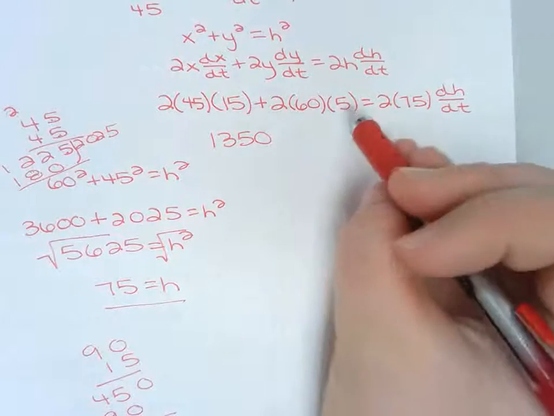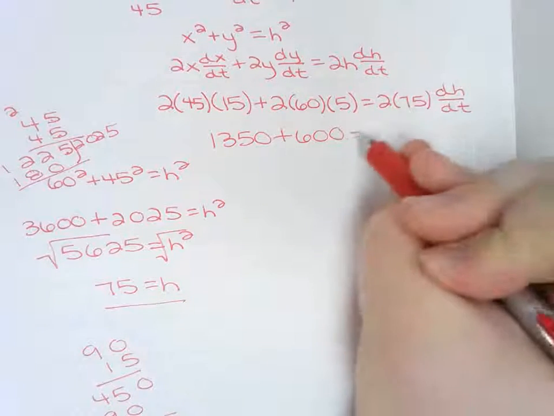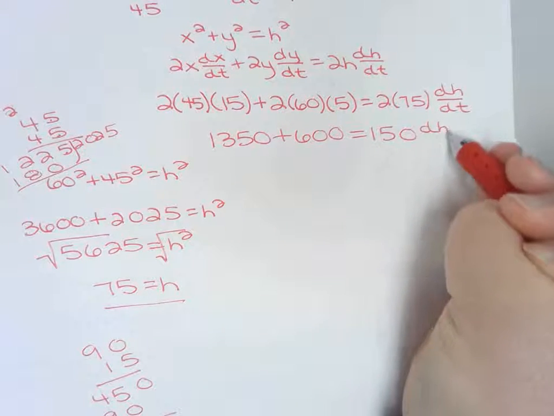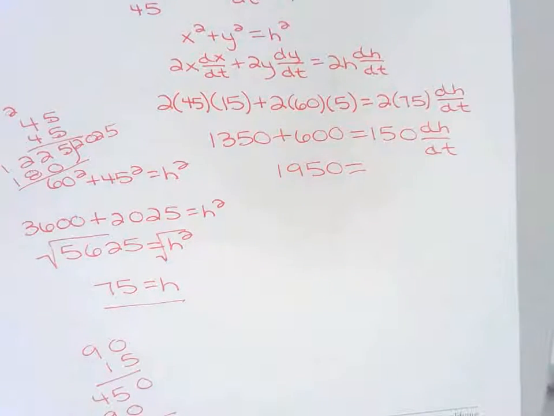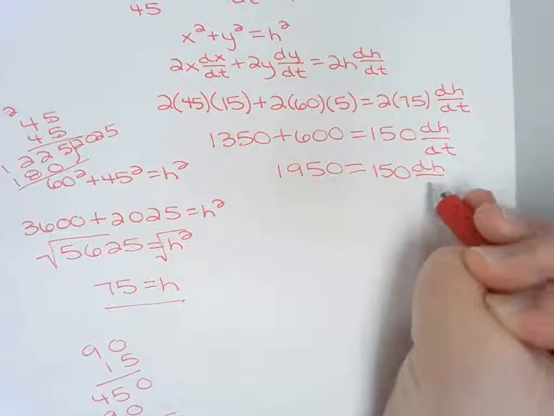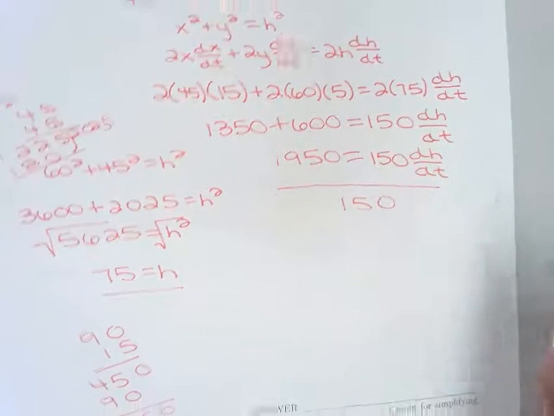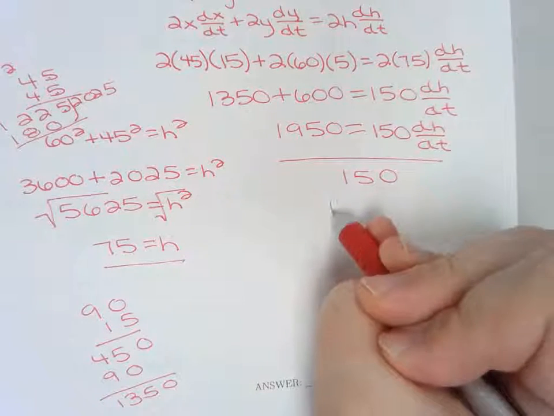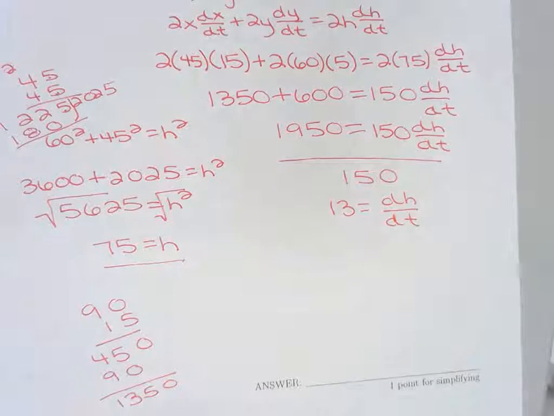Oh, well, let's do 5 times 60 is 300, times 2 is 600. Right? 2 times 75, 150. 1950 equals 150. Proud of us for figuring this out. I went rogue and didn't have it written down. Yeah, you did. 150 dh/dt. Divide by 150. 13? Yeah, that number makes sense.